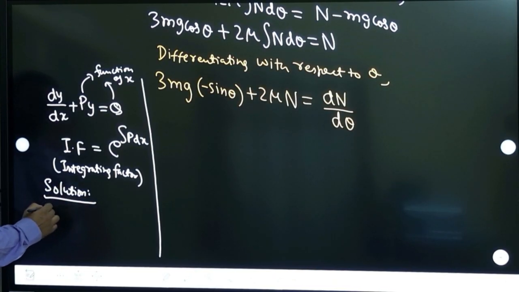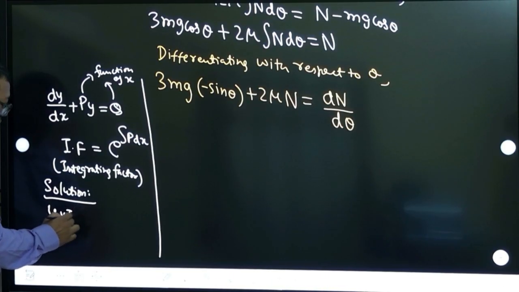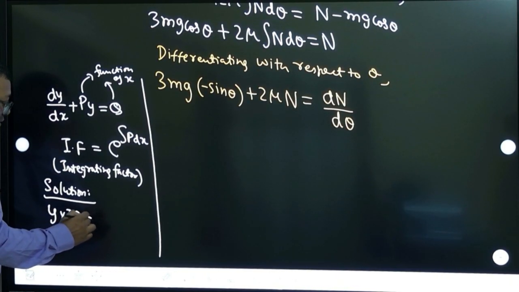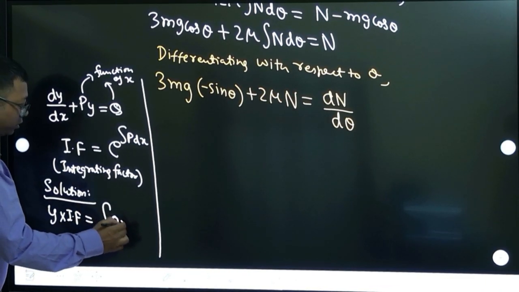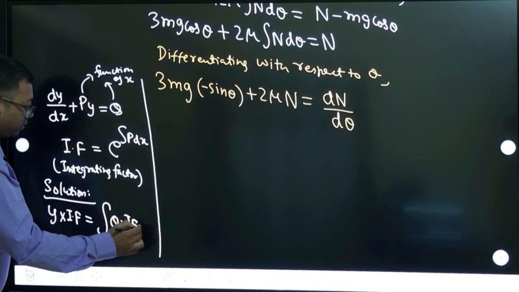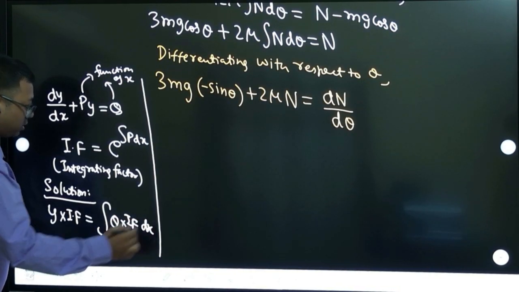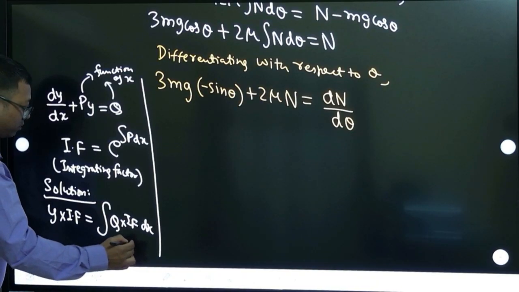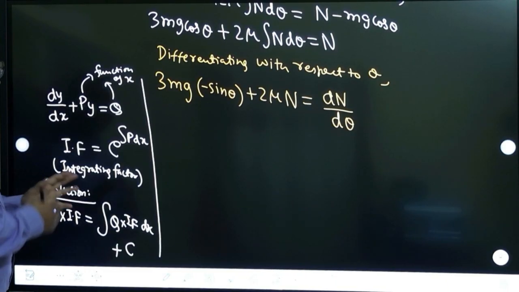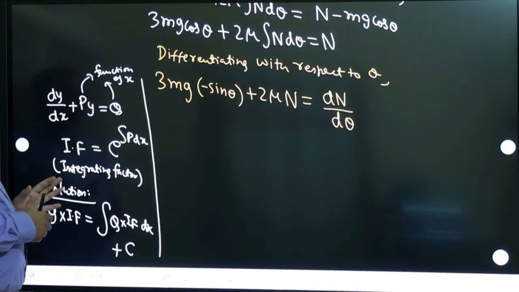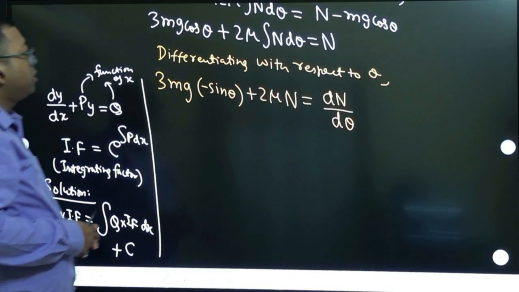Once you calculate the integrating factor, the solution is given as y into integrating factor is equal to integration of q into integrating factor dx plus some constant of integration. This is the solution. So first let us bring this in this form. We want to bring it in this form.